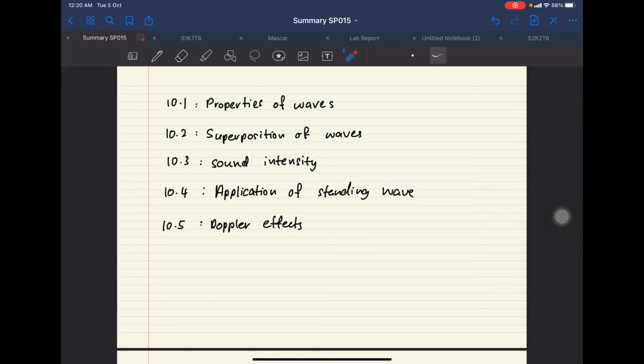So you can expect that this topic will be a little bit longer compared to other topics. And in this video, we will focus on 10.1 first, which is properties of waves.